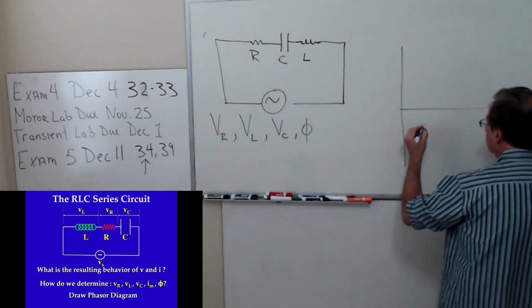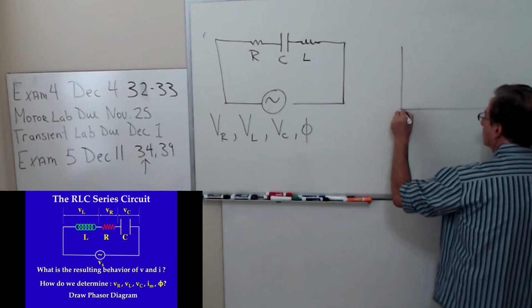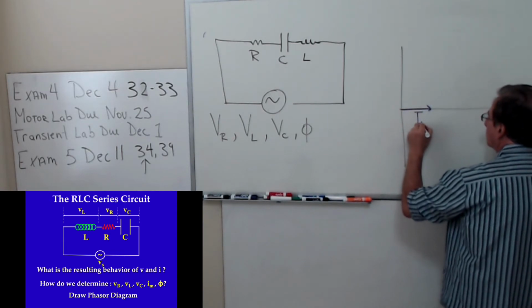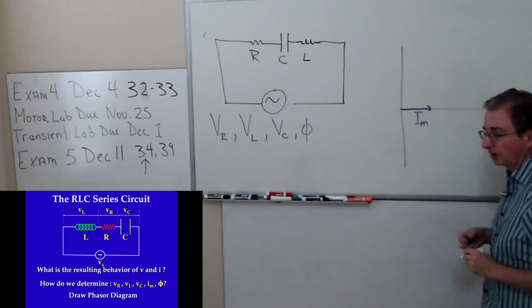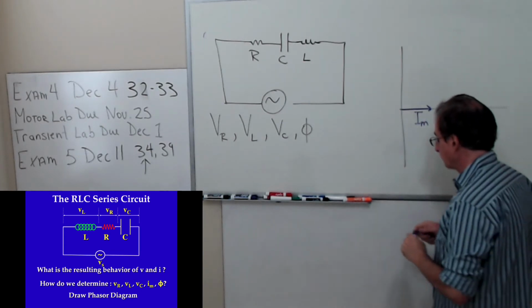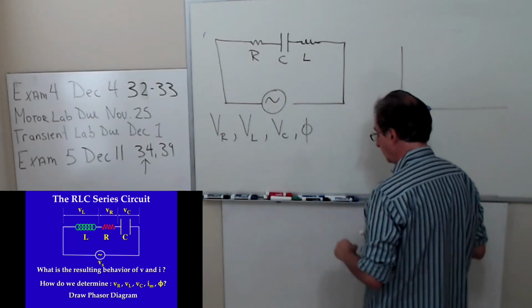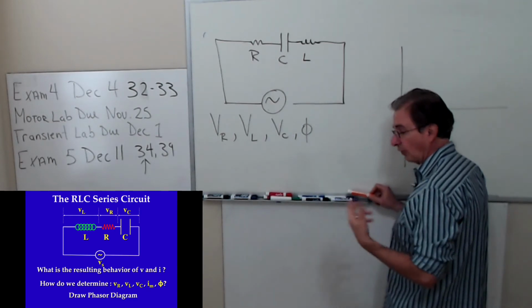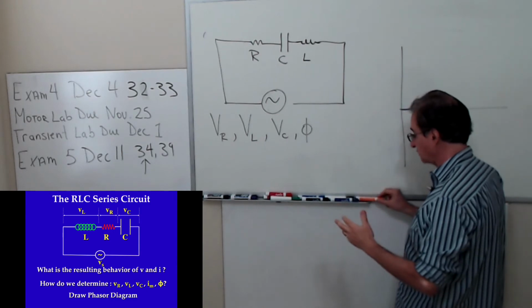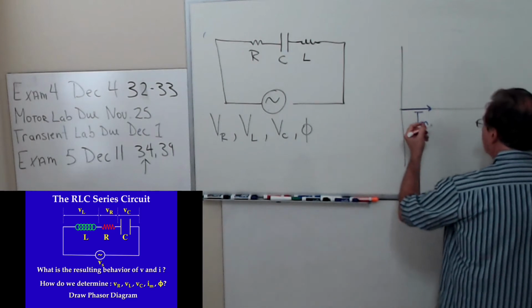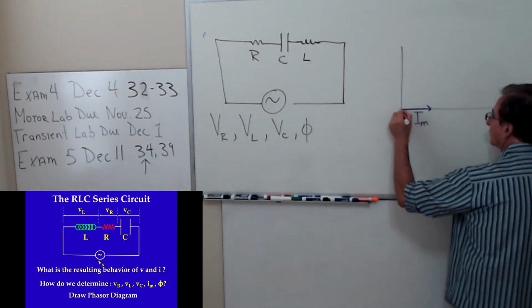So let me draw the current vector, or the current phasor, I should say. So this is I sub m. That's the total current. And of course, what we learned is that the voltage and the current are in phase with each other for a resistor. So let me choose red for the voltage across the resistor.